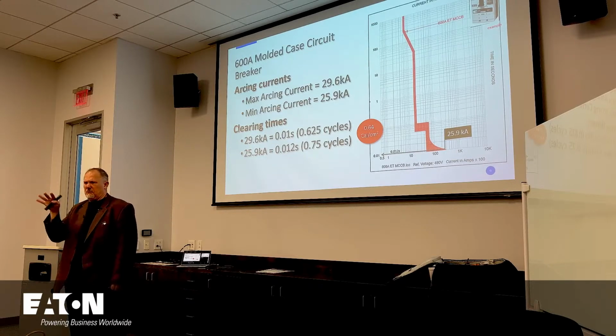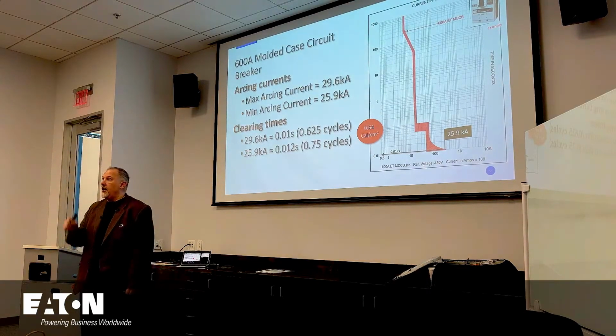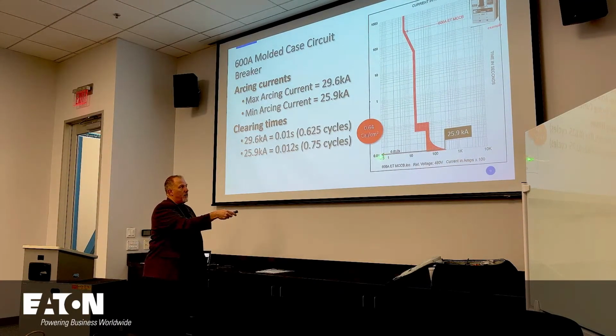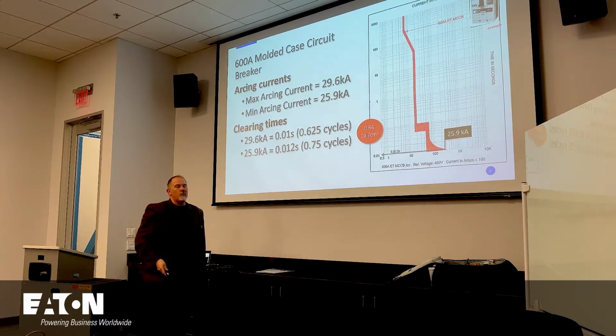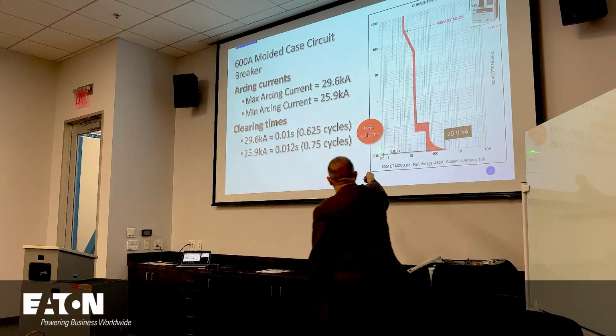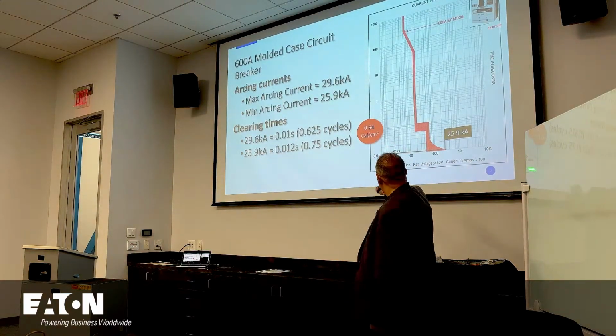0.016 seconds, give or take. 0.016. Half of a cycle is 0.008. 1/4 of a cycle is 0.004. This starts at 0.01. So if this is 0.01 and that's 0.02, one cycle is 0.016. So one cycle is about right here on this curve. Half of a cycle is 0.008, so it's below this curve.